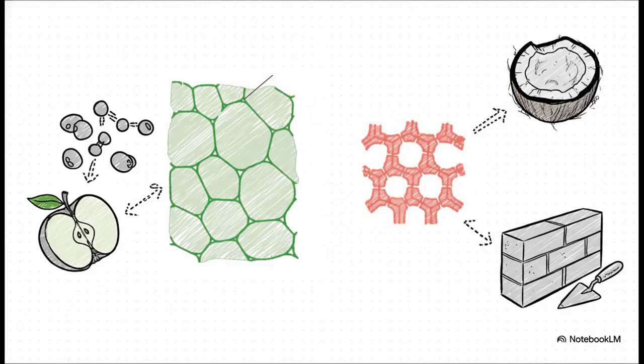And just look at this. It shows the difference so well. On one side, you have soft parenchyma, perfect for storing food. And on the other, the super hard, tough husk of a coconut.